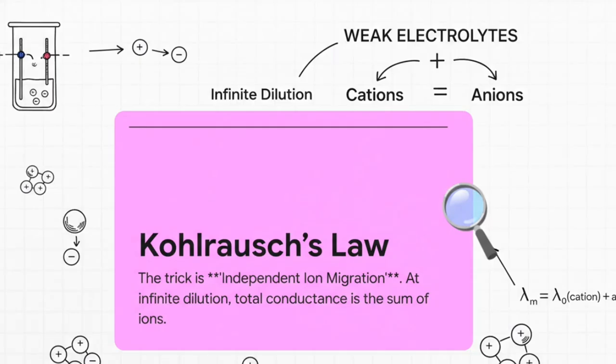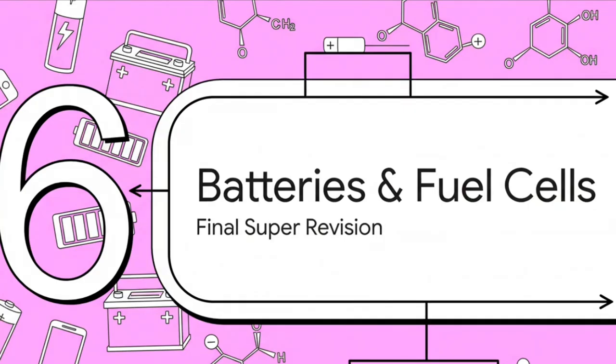So how do we figure out the conductance for certain electrolytes? That's where Kohlrausch's law comes to the rescue. The trick is right in the name, independent ion migration. It just means that when a solution is super dilute, all the ions are so far apart that they act independently. So the total conductance is just the sum of all the individual ion conductances. It's incredibly useful.